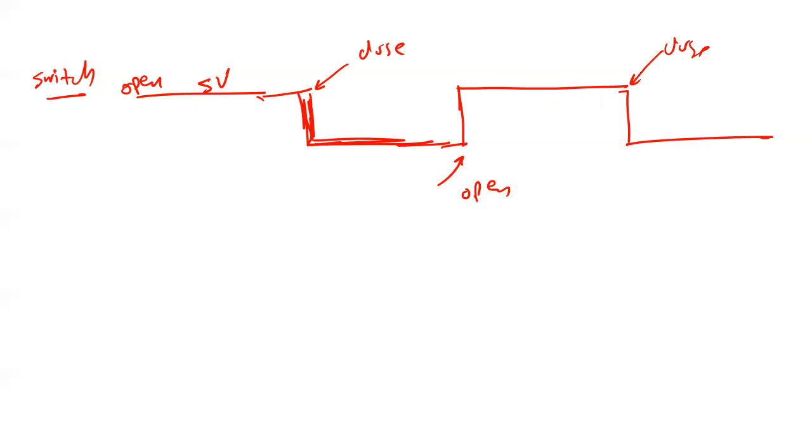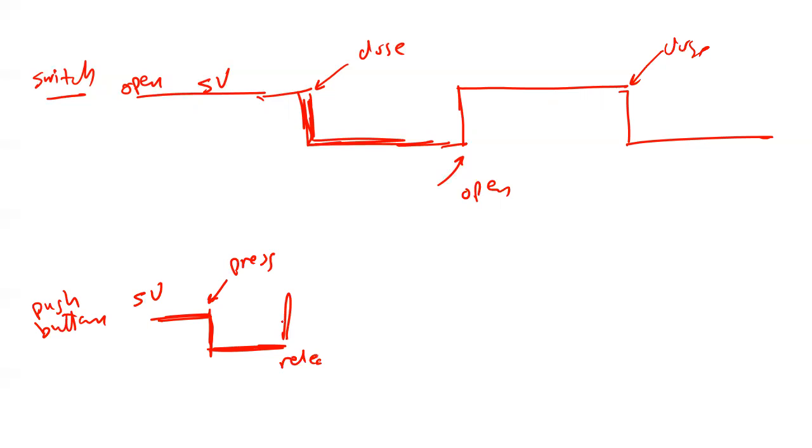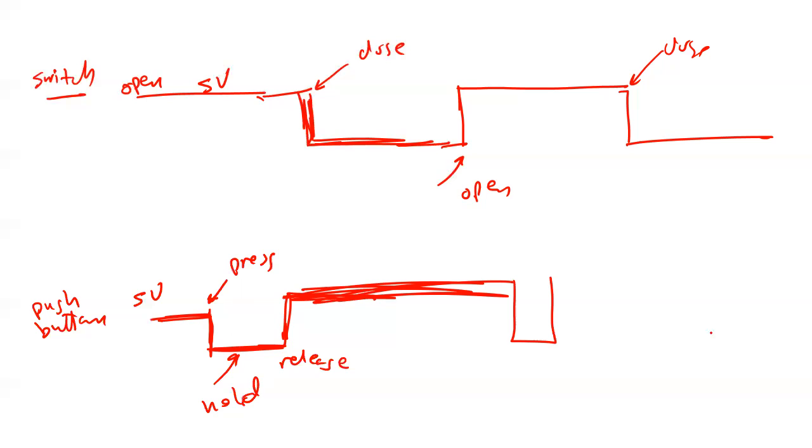But the case is different in case of push button. In case of push button, it is all the time 5 volt. Once I press, it's going to go low, and it's going to continue low. Once I release, it's going to go high again. So all the time it's high, and every time I press, I'm going to generate a pulse, because this is how the circuit is.